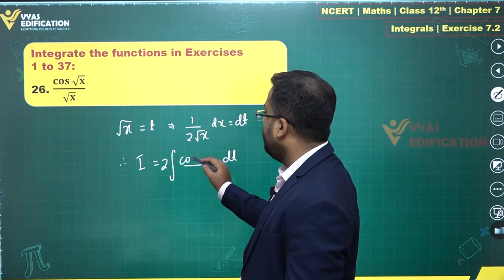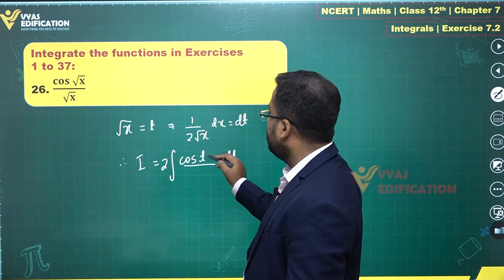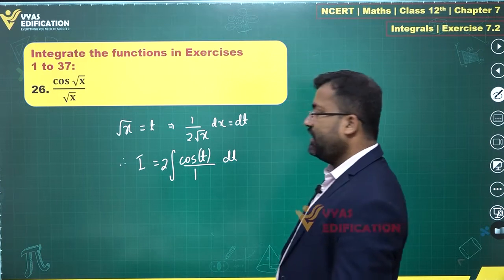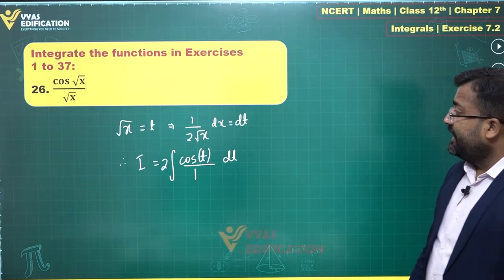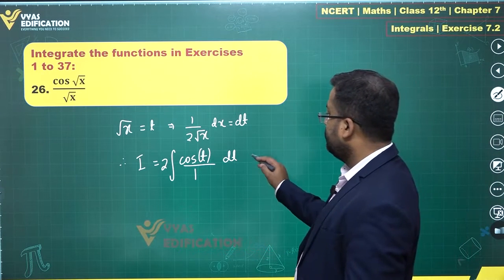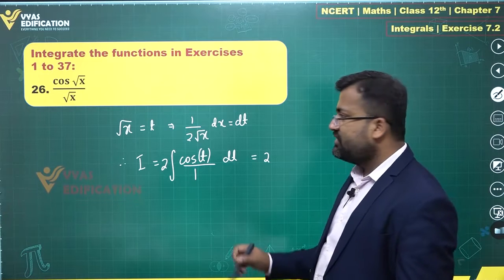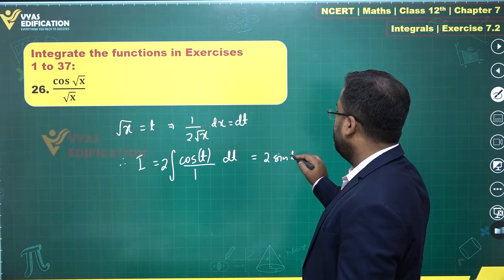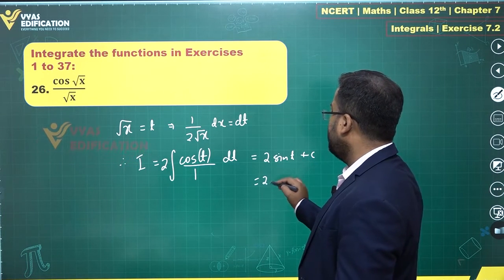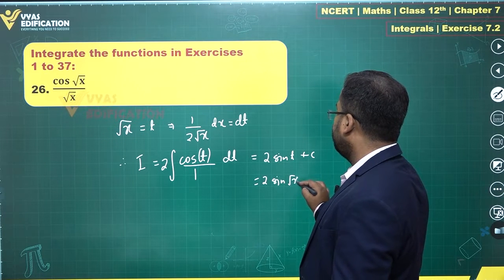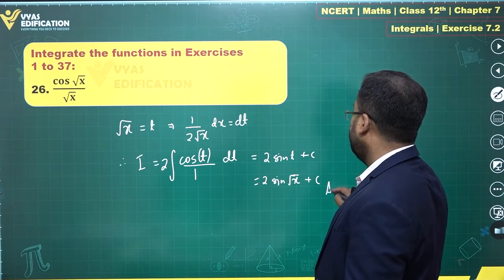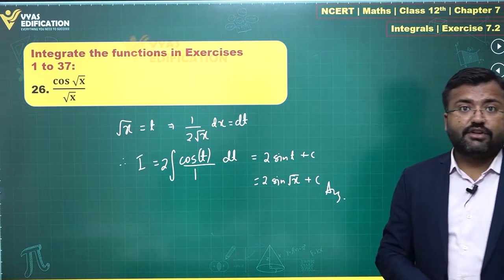Okay, and you have cos of root x, which is cos t. In the denominator, you will get 1, right? So this is what you'll get: 2 times integral of cos t. Cos t integral will be equal to sin t plus constant, which is 2 sin root x plus constant, is my answer for this question, as you can see over here.